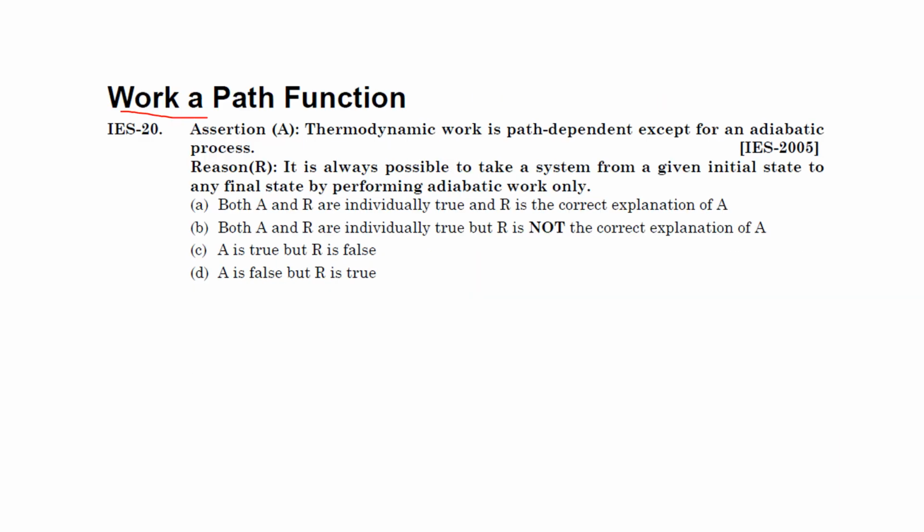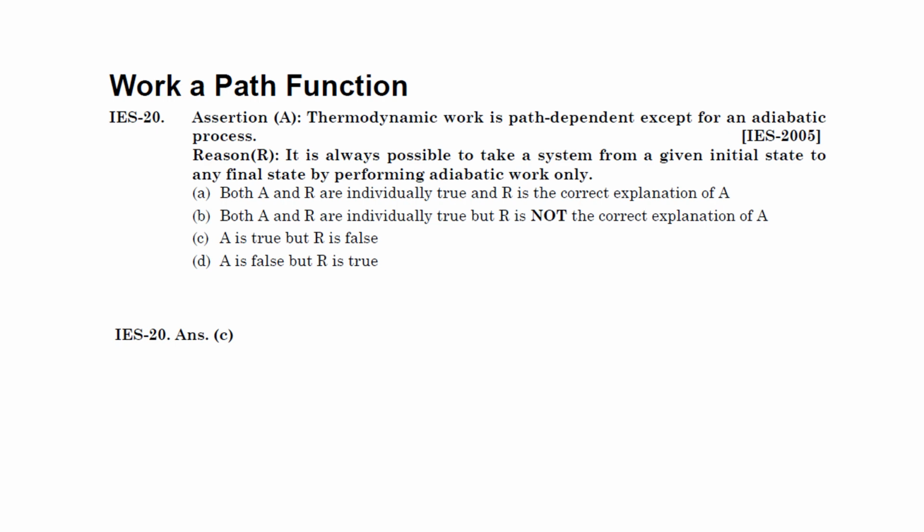Next question, work is a path function. Assertion: thermodynamic work is path dependent except for the adiabatic process. Reason: it is always possible to take a system from a given initial state to the final state by performing adiabatic work only. The assertion is correct, that thermodynamic work is path dependent except for the adiabatic process. But the reason, saying it is always possible by adiabatic work only, would be wrong. So the answer is C.